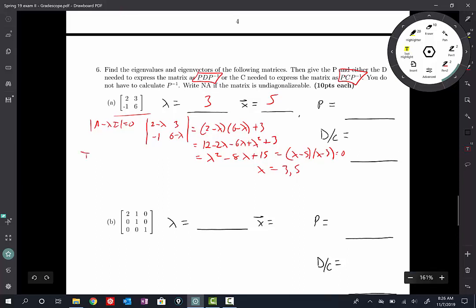So now if lambda equals 3, for instance, I have to solve my eigenvector equation, A minus lambda I times x equals 0.